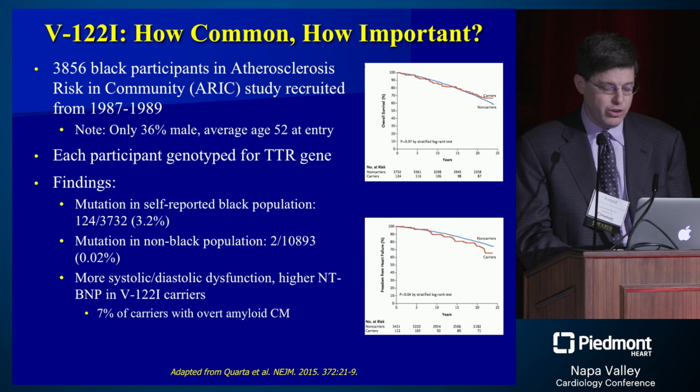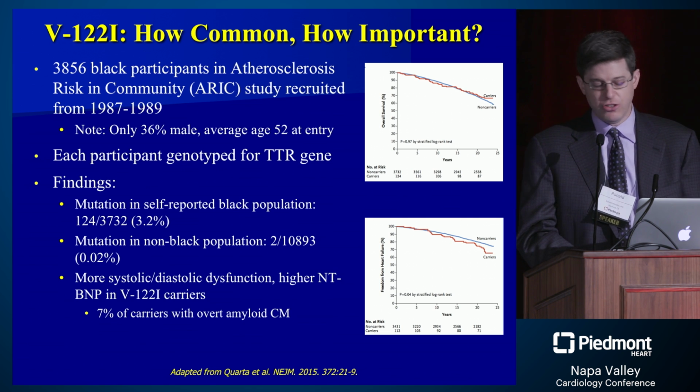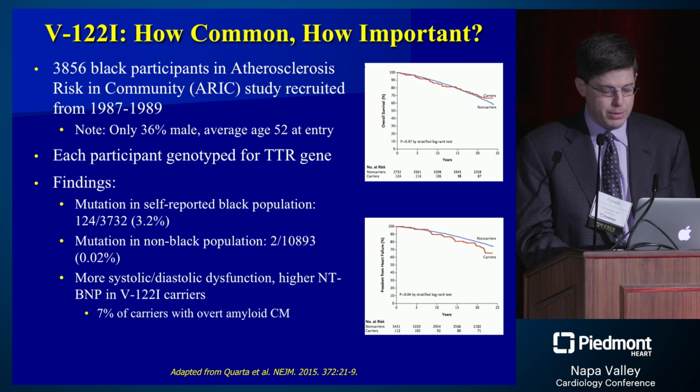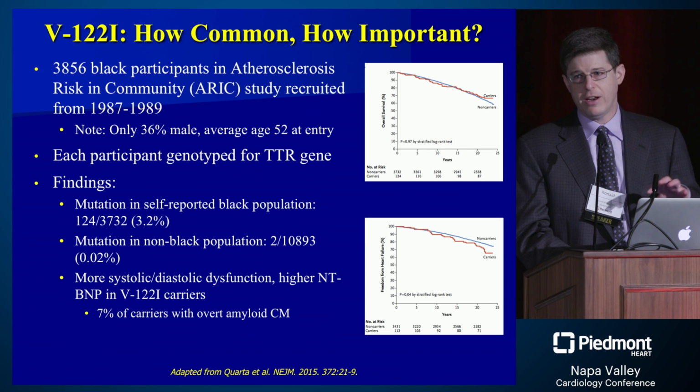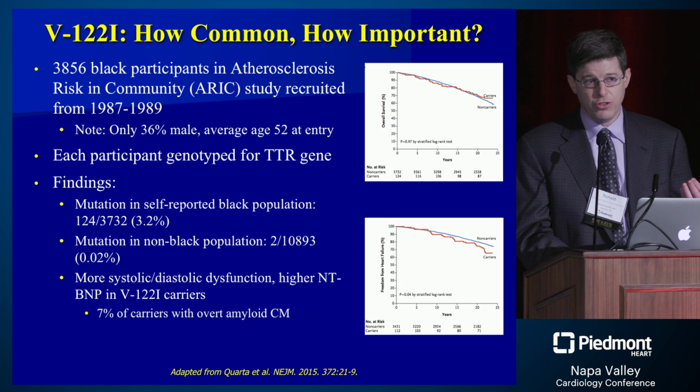Those who had the mutation had more systolic and diastolic dysfunction, higher NT-proBNP, and 7% of these individuals on echo had overt signs of amyloid infiltration. So that gives us at least a floor of what the penetrance is of the mutation. So it's certainly not that everybody with the mutation develops the disease.